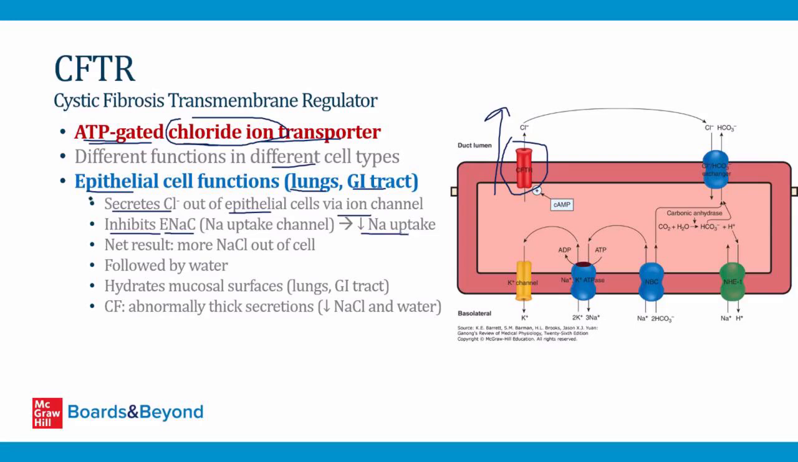And so because the CFTR inhibits this channel, it causes less sodium uptake. So what this means is the net result of these two functions of the CFTR in epithelial cells is that it moves sodium chloride out of the cell. And so when you move sodium chloride out here, outside of the cell, what's going to happen? Water is going to be drawn out as well. And so this is how the epithelial linings of the lungs and the GI tract keep themselves hydrated, by using the CFTR to push sodium chloride out of the cell, which will be followed by water. So in cystic fibrosis, when the CFTR doesn't work normally, what happens is the secretions become abnormally thick. That's because there's less sodium and chloride moving out of epithelial cells and therefore less water following out of the cells onto the mucosal surface.